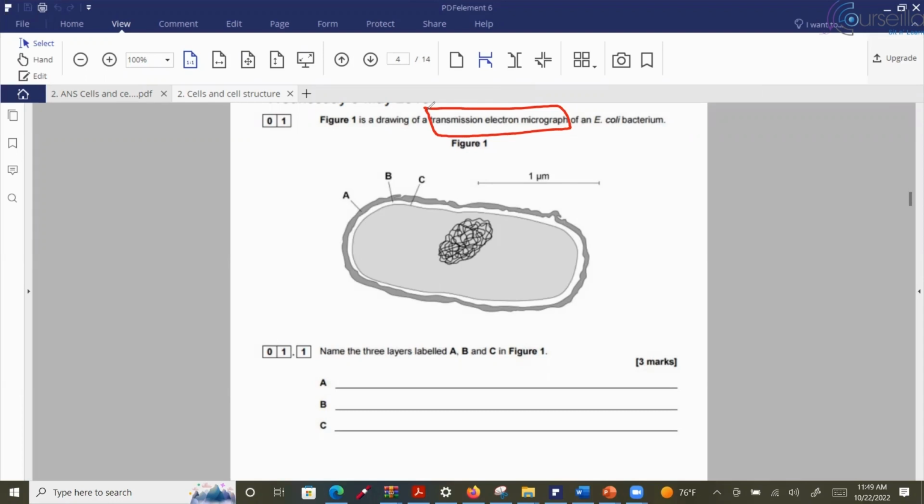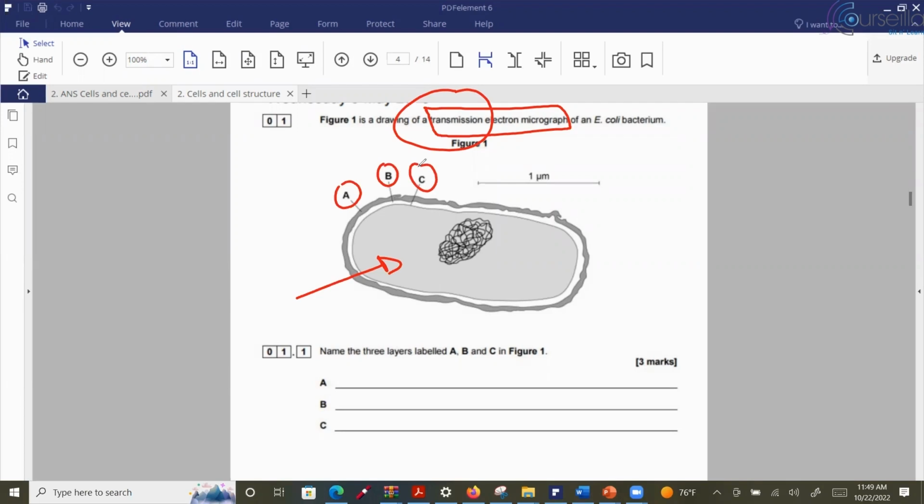Now for your information, the electron micrograph is of two types. You have the transmission and you have the scanning. The transmission, from the name, you can see the inside of the organelles or the structures. Okay. Now, can you help me label A and B and C?